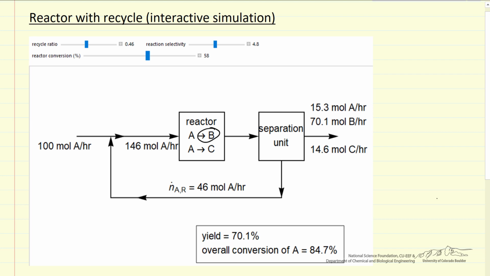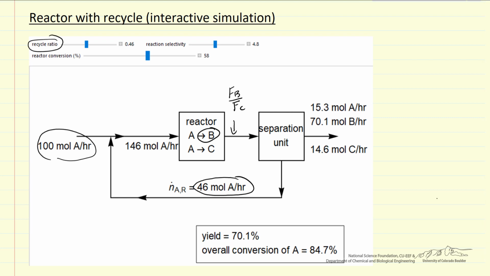So this reaction selectivity, that refers to, at this point, what's the flow rate of B over the flow rate of C. So this molar flow rate of B. The recycle ratio, which I set with a slider, that refers to the ratio of A in this recycle divided by the fresh feed coming into the reactor. So you can see it's 0.46 in this case.